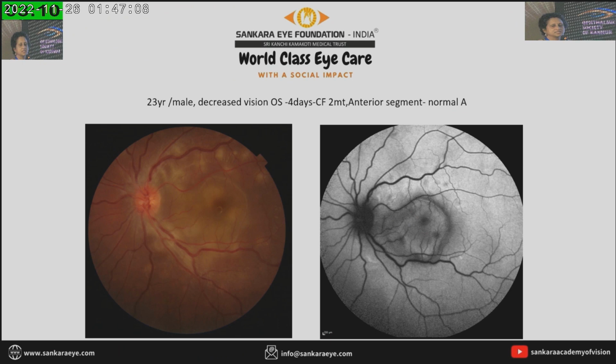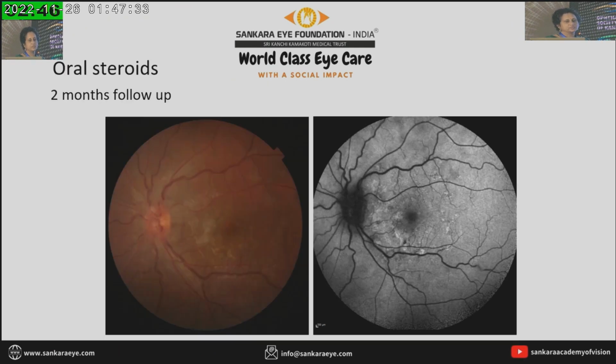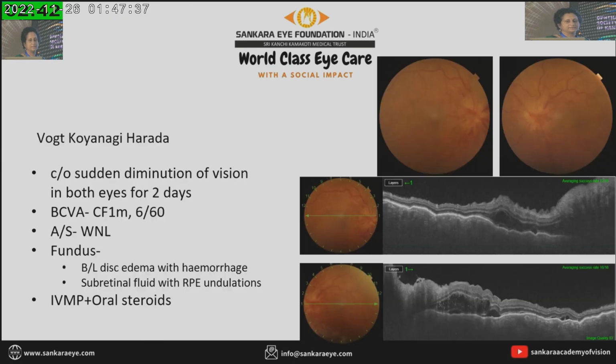The next case is a 23-year-old male who came with decreased vision, CF 2 meters, and the fundus picture shows multiple placoid yellow lesions along the posterior pole. The FFA shows early hyperfluorescence and later leakage, suggestive of acute posterior multifocal placoid pigment epitheliopathy. Of course, all of us know that it's a self-limiting disease, but when the vision is very low, we might have to use steroids in this patient too. So this patient was treated with oral steroids, and this is the 2 month follow-up of the same.